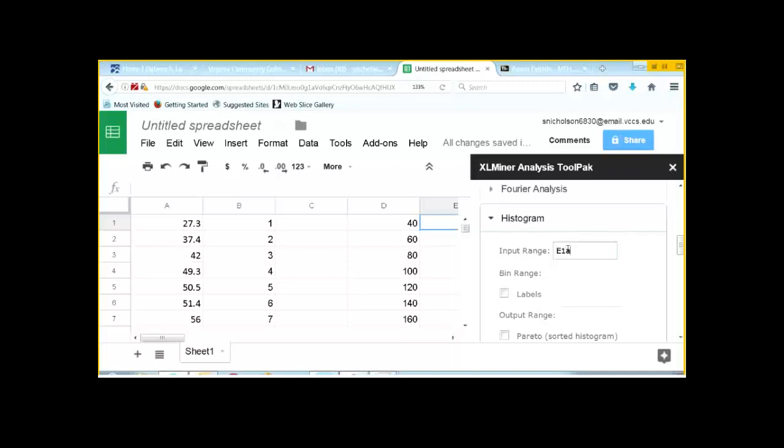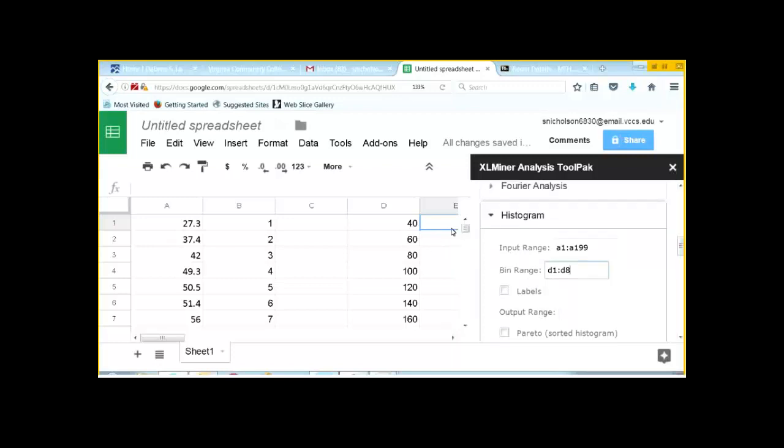So I need to tell what range the data is in. I'm just going to enter it because it's going to be A1 through A199. The bin range is going to be D1 through D8. So I'm looking at this column. This is column D, and I have my first number in D1, and I know there's 180 below, so it's D8.